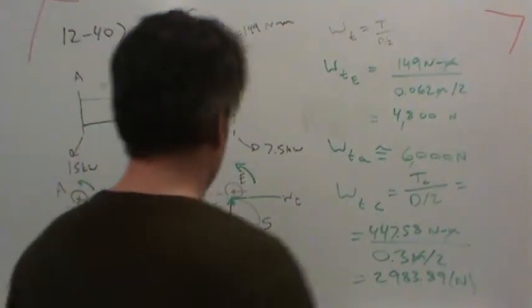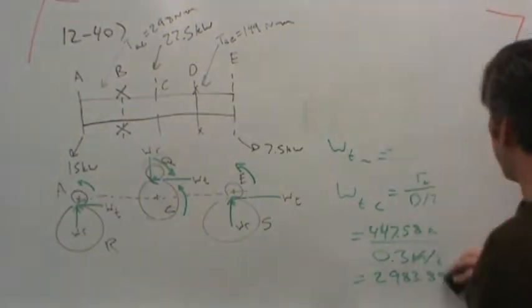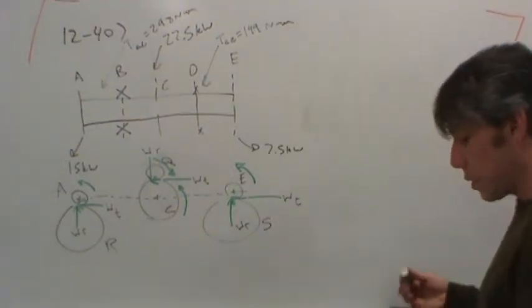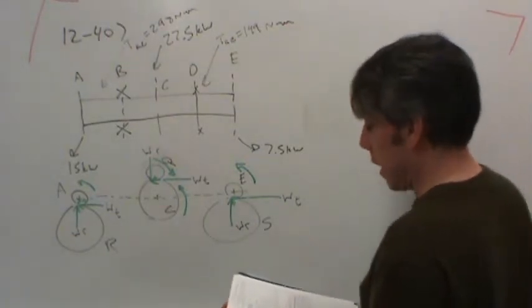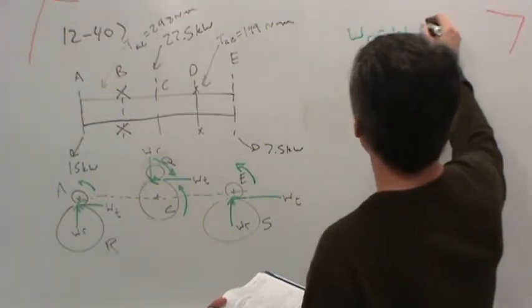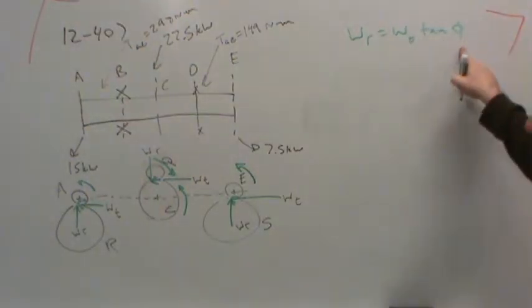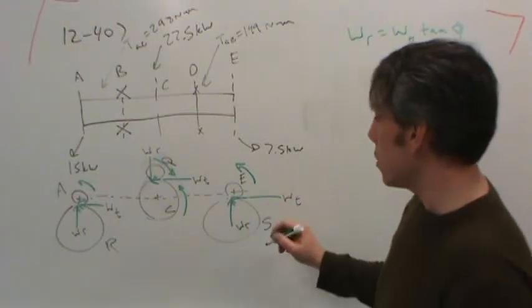Okay, so we've got all of our tangential loads at the gearing, and now we'd like to get the radial loads. The radial loads can be calculated from the tangential loads. The equation is on page 455, equation 12.3. It looks like this: radial load is tangential load times tan phi. Phi is the pressure angle. Basically, phi is what governs the relationship between the radial and the tangential loads.